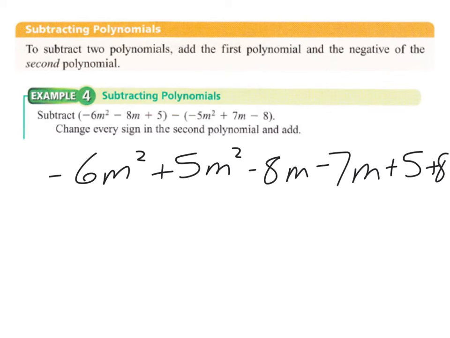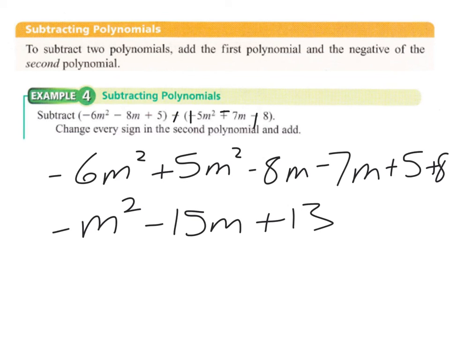So again, just taking care of that subtraction, and if you wanted to, you could go in there and say, okay, this is going to be adding, this will be subtracting, and this one would be adding. You go through there and mark that up if you like. When we combine our terms, we get a negative m squared minus 15m and plus 13. And that's all for adding and subtracting polynomials.